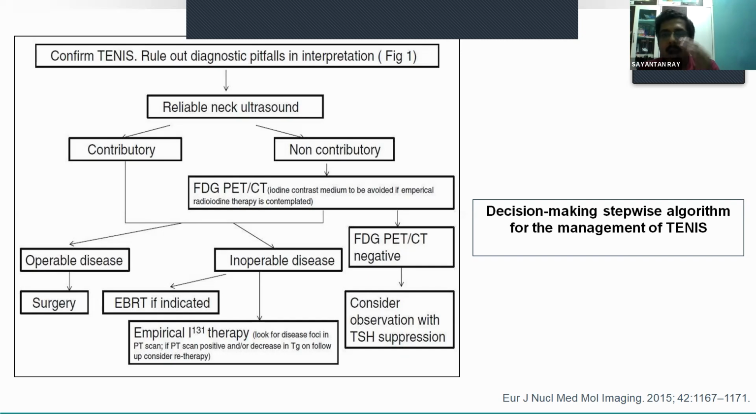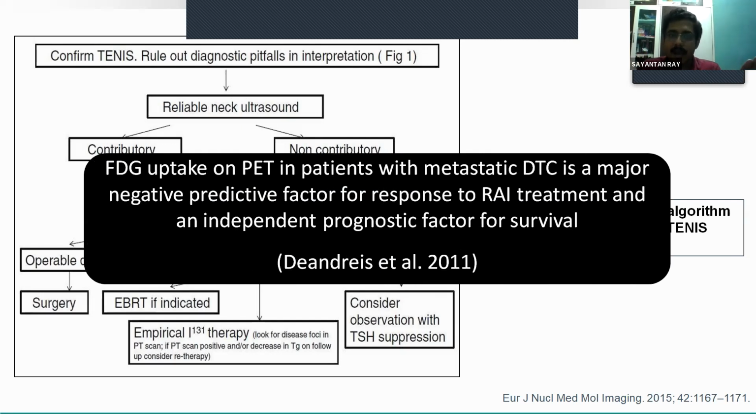And in this context, a negative FDG PET scan without any obvious anatomically delineated disease in the setting of raised TG level is a strong favorable prognostic marker, and we can go for empirical I131 therapy for inoperable disease. And FDG uptake on PET in patients with metastatic DTC is a major negative predictor for response to RAI treatment and an independent prognostic factor for survival.